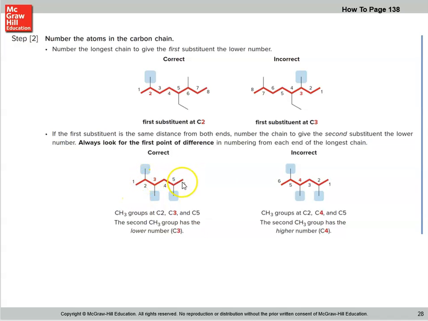Here's an example of a 6-membered ring, so a hexane. We're going to look at the difference counting this compound from left to right or right to left. Here we have the second substituent group. The first substituent group is on carbon number 2, then a 3, and then a 5, versus a 2, a 4, and a 5. Because the next group is a 3 compared to a 4, this is the correct way to name this, because it is the lower number. So we're always going to try to get the lowest numbers on our substituent groups.